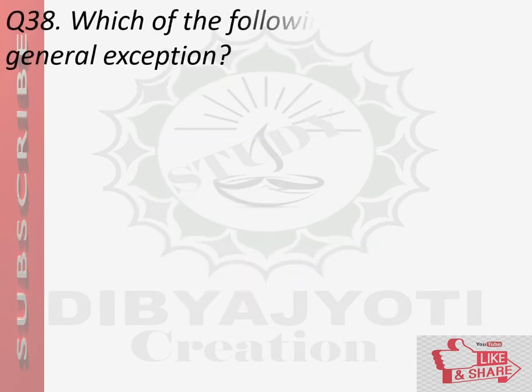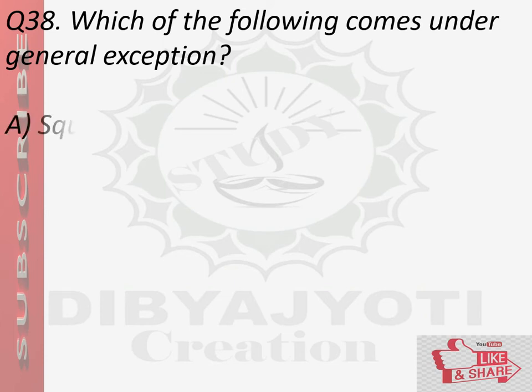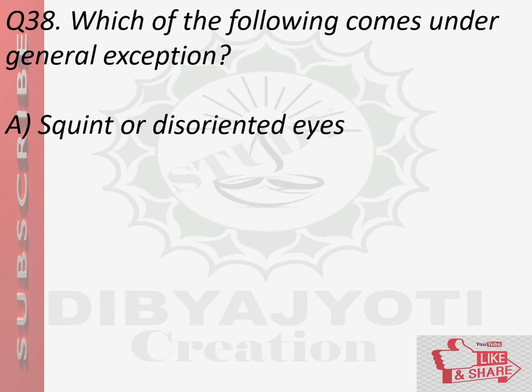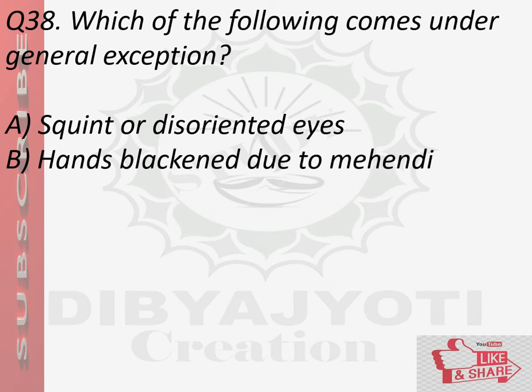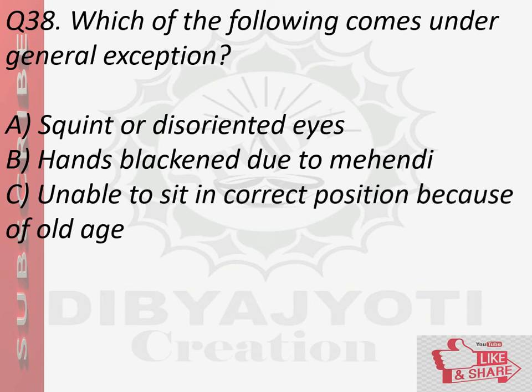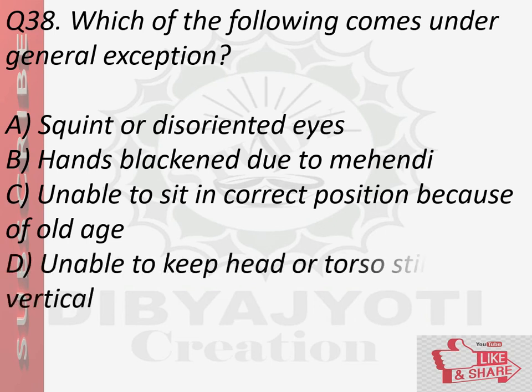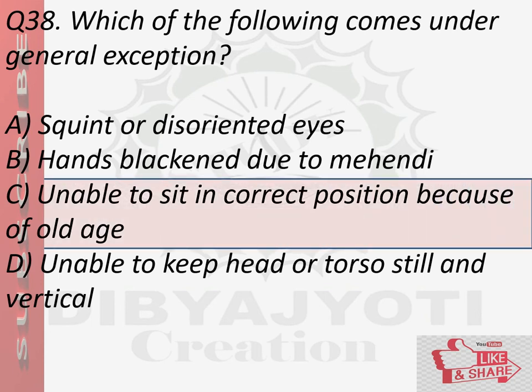Then next, which of the following comes under general exception? Options are: option A, squint or disoriented eyes, option B, hands blackened due to mehendi, option C, unable to sit in correct position because of old age, option D, unable to keep head or torso still and vertical. And the answer is option C, unable to sit in correct position because of old age.